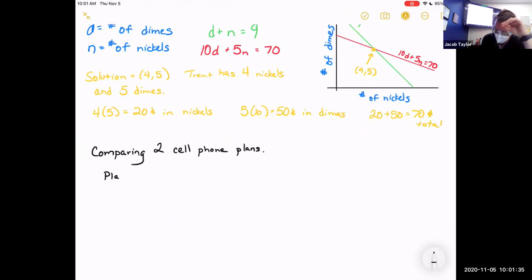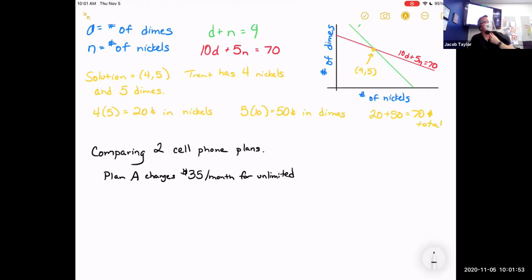So plan A charges $35 a month for unlimited talk.